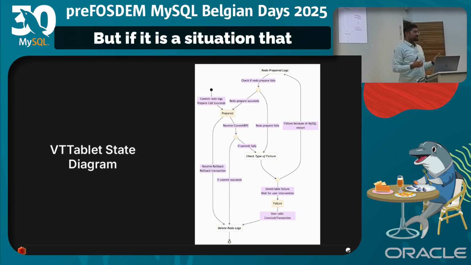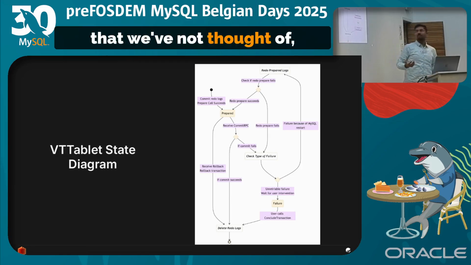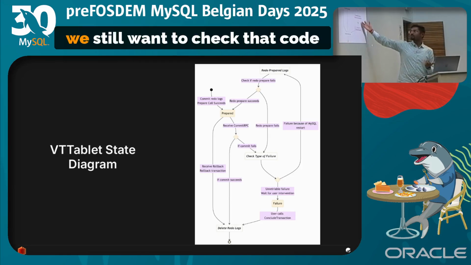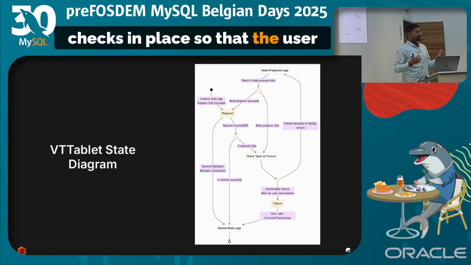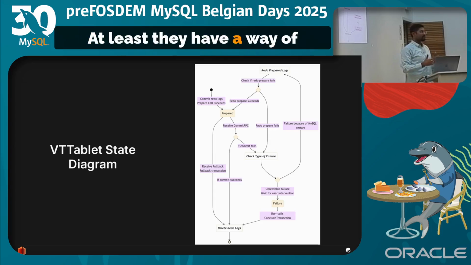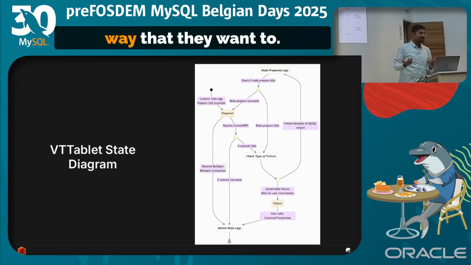But if it is a situation that we've not encountered before, that we've not thought of, that hasn't happened to us so far, we still want to check that code path and we still want to have checks in place so that the user is not caught off guard. At least they have a way of knowing that this has happened. They can rectify it the way that they want to.